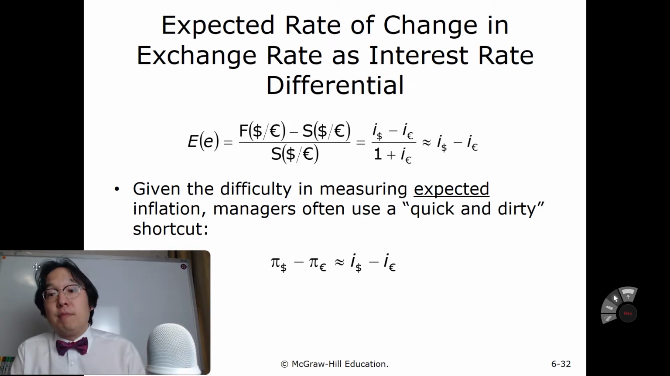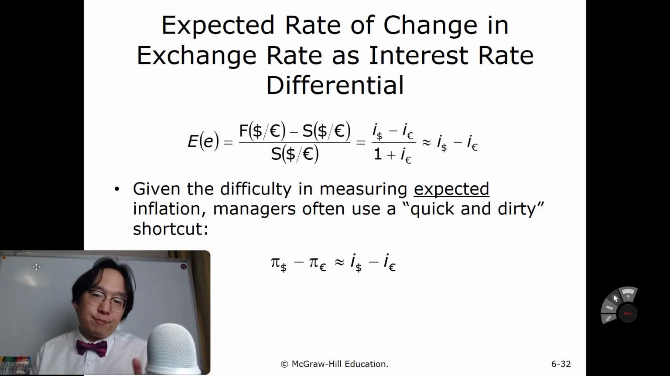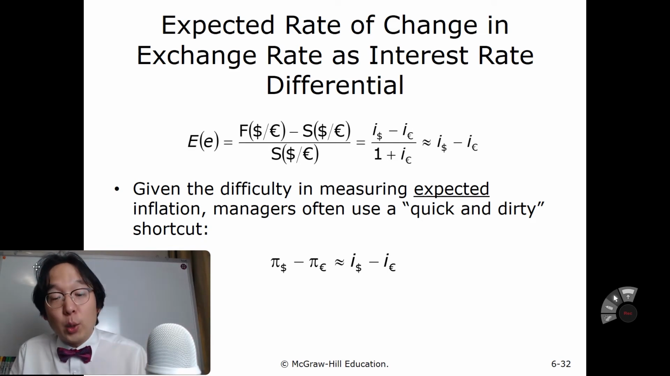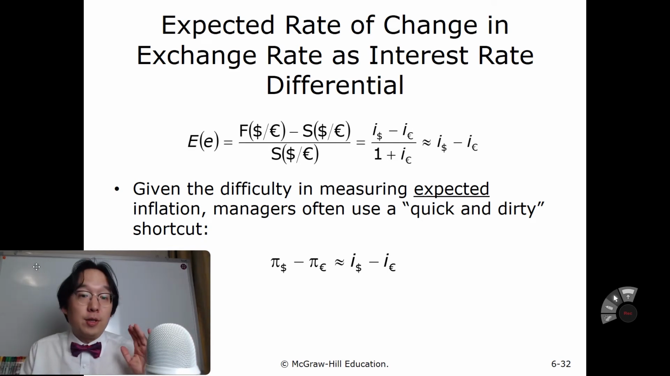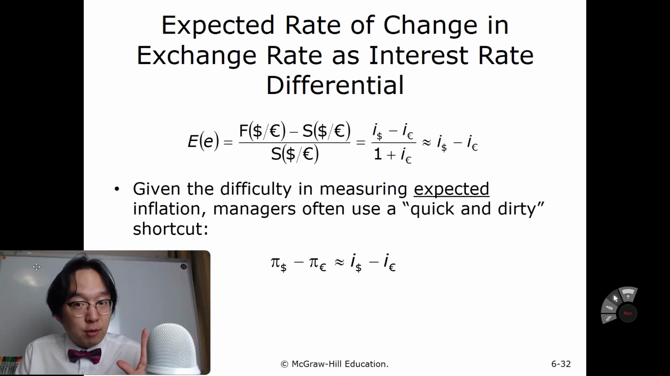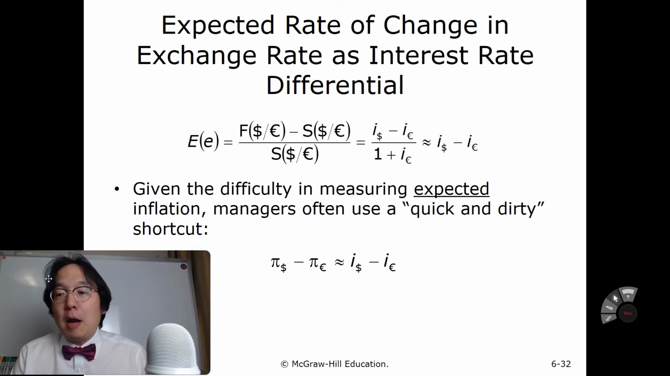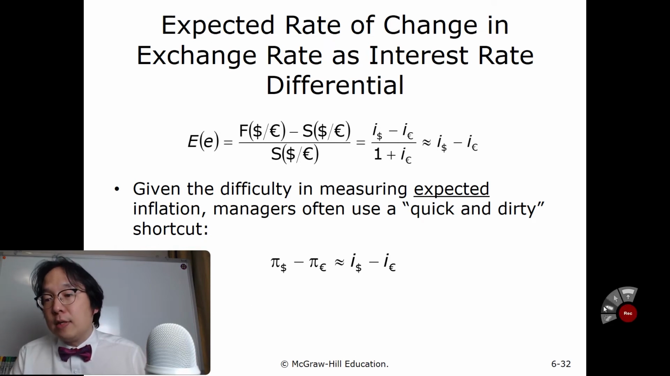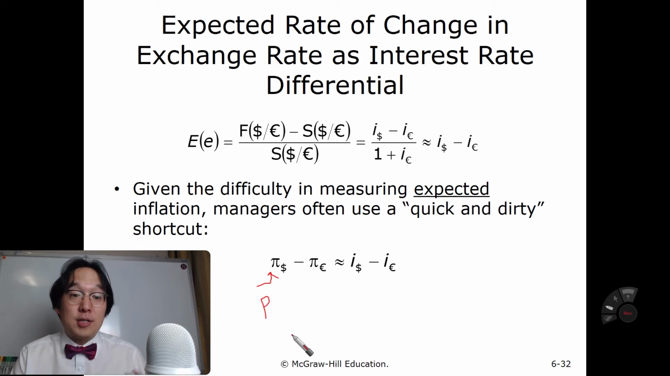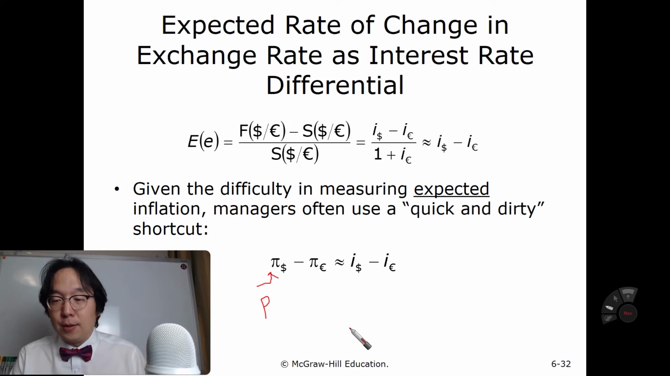Given the difficulty in measuring the expected inflation, managers often use a quick and dirty shortcut, which is the inflation rates differential should be equal to, or roughly, the interest rate differentials. By the way, why did we represent the inflation rate as pi, nothing other than pi? Well, because it's about price. Price level, p, pi. Oh, that's why. Anyway, so that's that. Going down to the next slide.